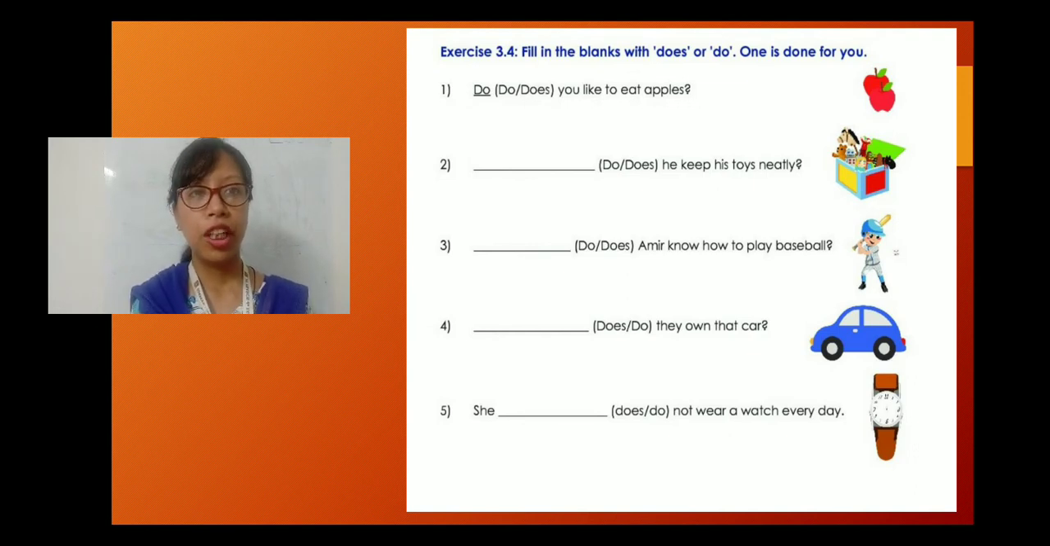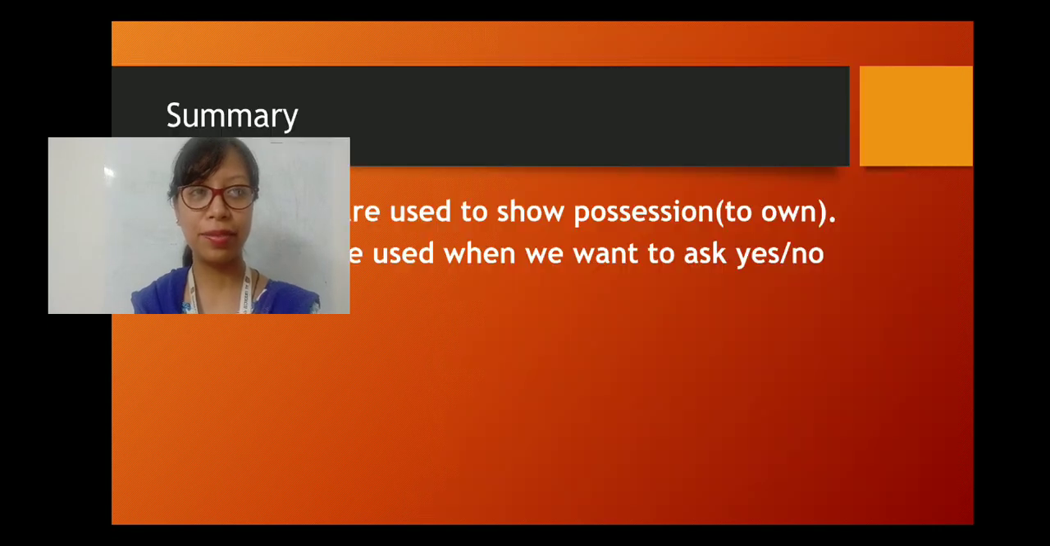Next, number 2. Does he keep his toys neatly? Now he is singular. So which one are we going to use, do or does? Yes, we are going to use does. Does he keep his toys neatly? The other part you are going to do on your own. I'll be sharing the answers in my next class.